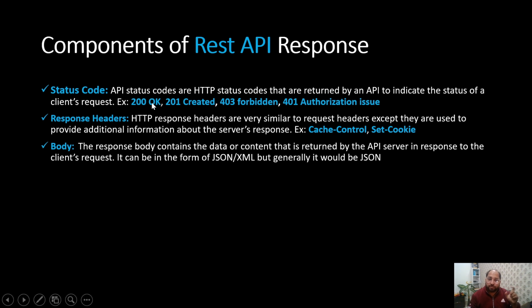So we will get different responses. We have the 2xx series, the 3xx series, the 4xx series, right? For example, 200 for okay, 201 created, meaning when we are trying to create a resource, we will get 201, right? 403 is forbidden, when we don't have access to a particular resource. 401 is an authorization issue, like we are providing invalid credentials or the token has expired, right? So these are the different status codes.